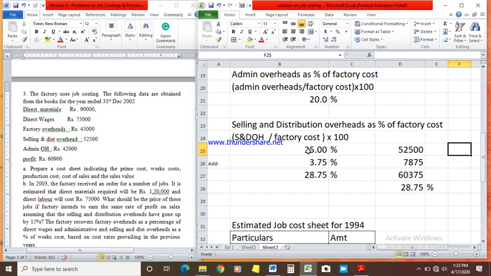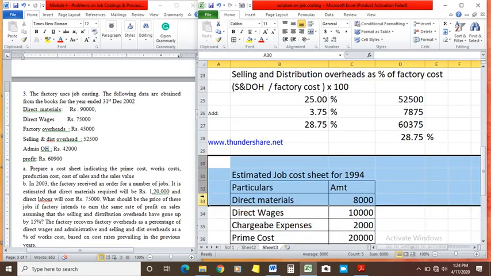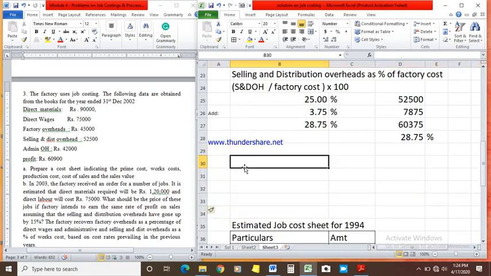Here, first I calculated the percentage, and then I calculated how much is the 15% increase of this 25%. Then I added up these two. Here I wrote the present selling and distribution overhead cost. I added 15% of this 52,500. We got the total, and this is divided by 2,10,000 to find out the percentage recovery of selling and distribution overheads. Now in addition to this, we also need to find out the profit percentage, because we need to earn the same rate of profit. So profit percentage on sales.